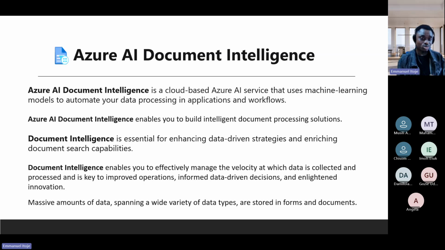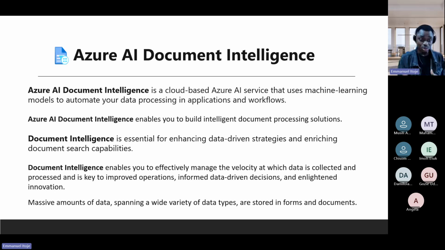Now, this AI model enables you to build intelligent document processing solutions, because the idea is to process documents, be it a custom document or even documents that are generally available in some regions in the United States. For example, they have a particular form for which a model has already been built, and it also allows you to build your own model too. So Document Intelligence is essential for enhancing data-driven strategies and enriching document search capability.